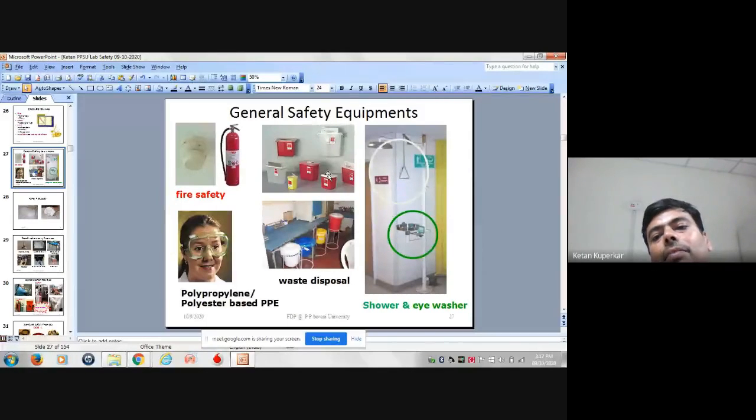In addition to this, I'm very sure that not all laboratories have the shower and the eye washer, which is the most important component of a laboratory in order to avoid any mishap. Now here, this is the PPE kit, the polypropylene or polyester based personal protection equipment, which comprises gloves, goggles, aprons, and shoes. All these together compile the general safety equipment, where everyone has to follow a definite pattern in order to work safely in the laboratory.